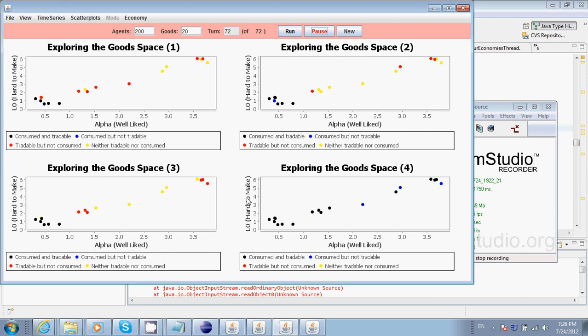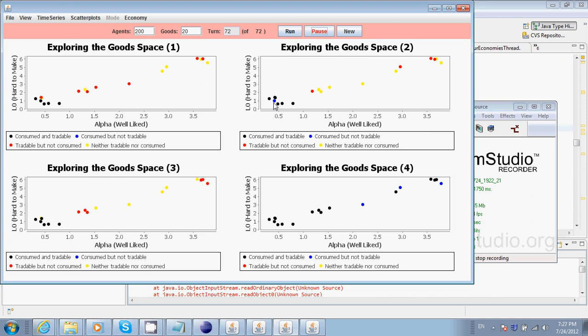This is the good space. It's the same thing you saw before, except now I've colored the dots to show what's happening with different goods. So black dots represent active industries. Red represents something that a retailer is trying to trade, but they haven't actually achieved any trades in the most recent turn, probably because they don't have any inventory. And then yellow is goods that are neither being produced nor being traded. And blue are goods that are being consumed, but that are not tradable.